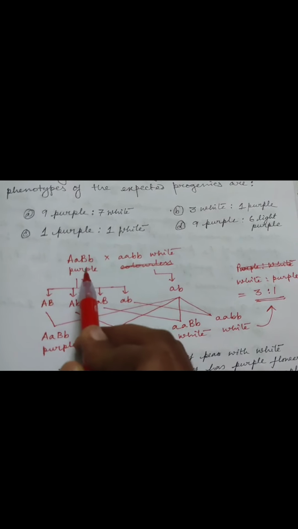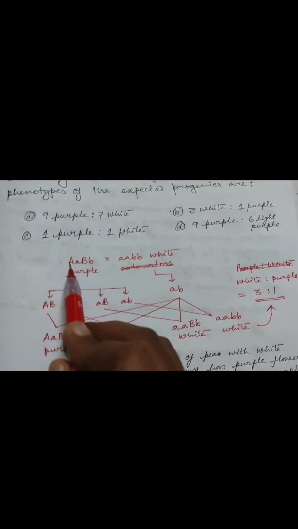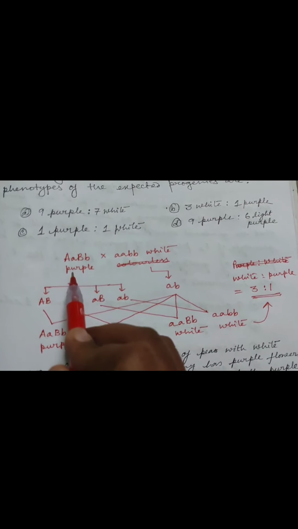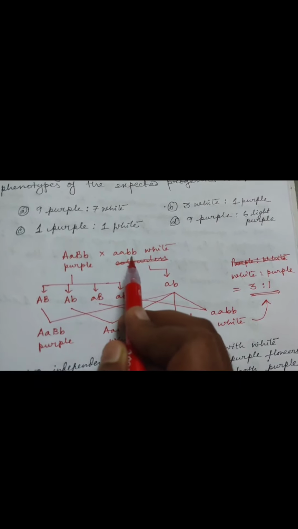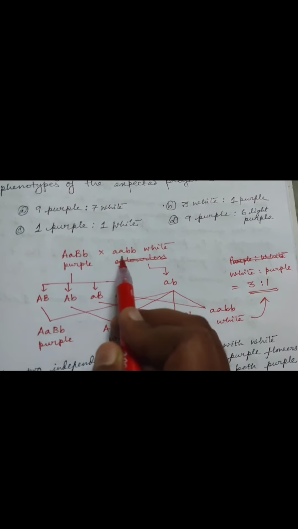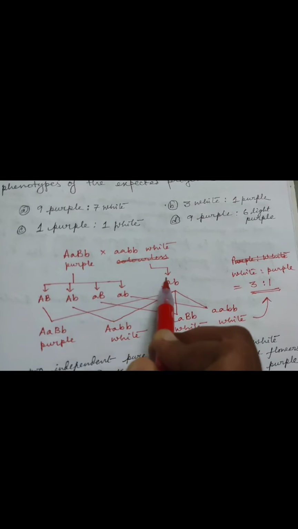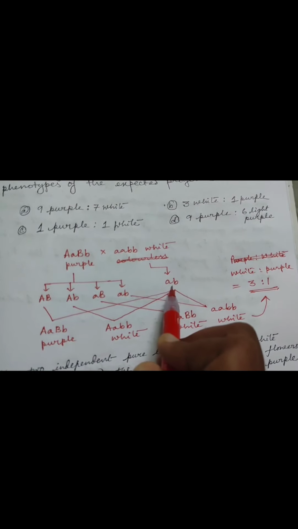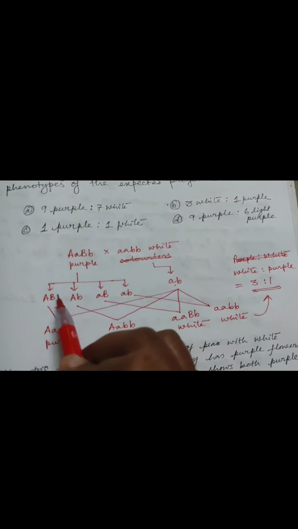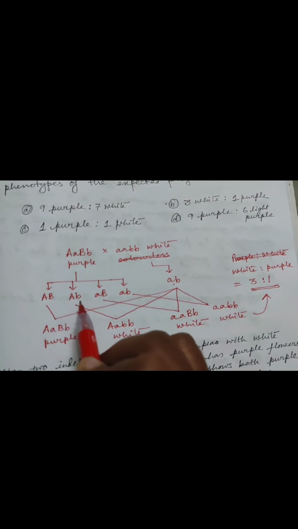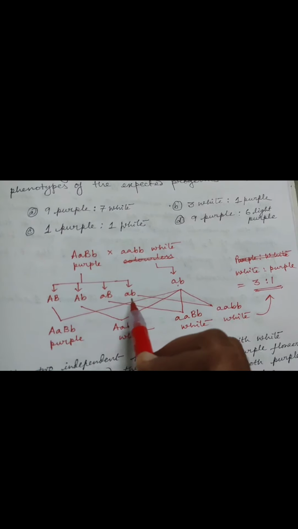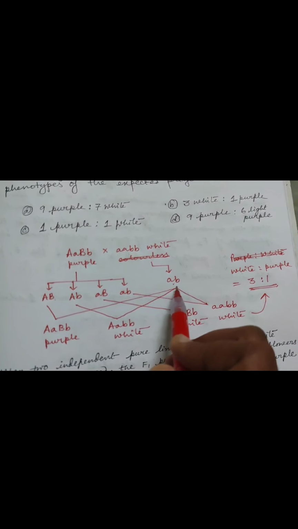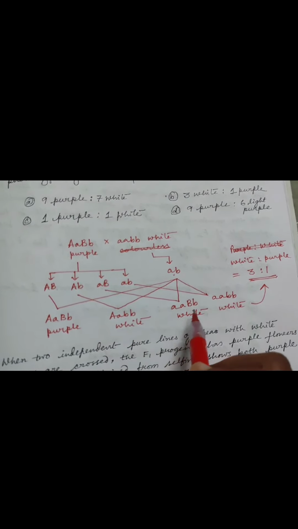Capital A small a, capital B small b, that means here both the dominant alleles are present, it will be of purple color, and here as this is the homozygous recessive condition, it will be of white color. From these only one type of gamete can be produced, that is small a small b, and from the other 4 types of gametes will be produced: capital A capital B, capital A small b, small a capital B, small a small b.